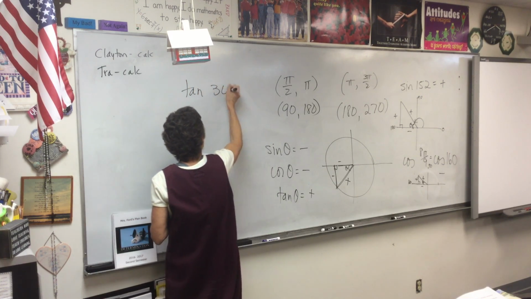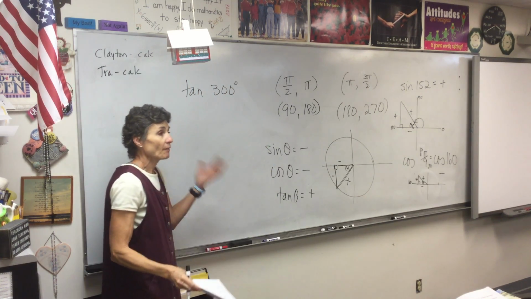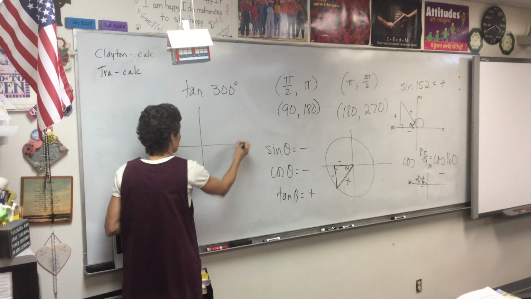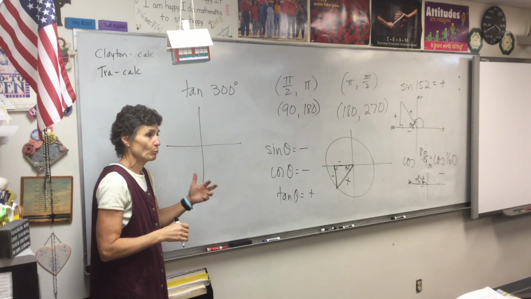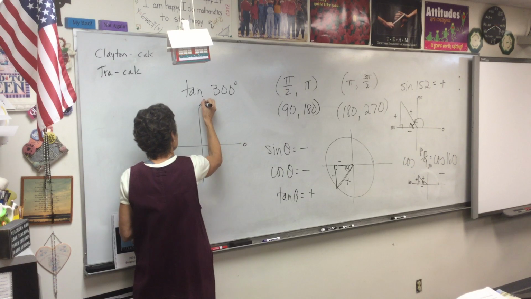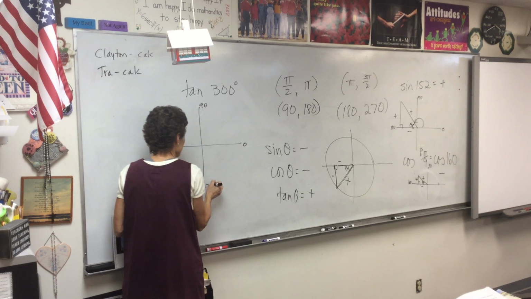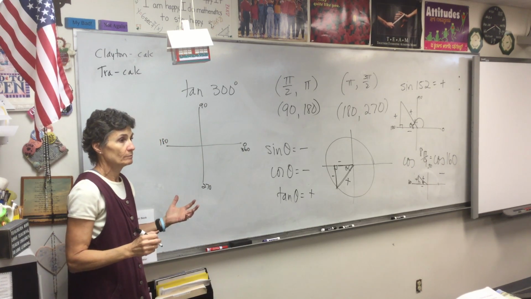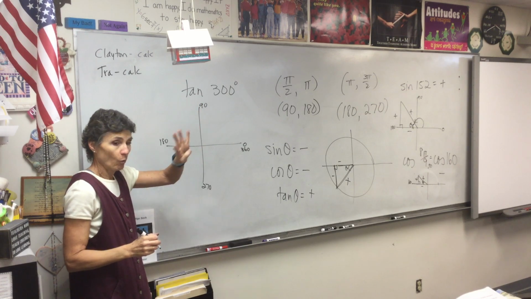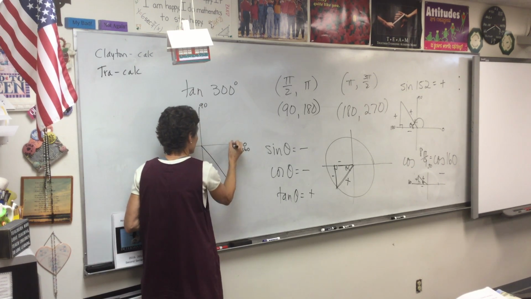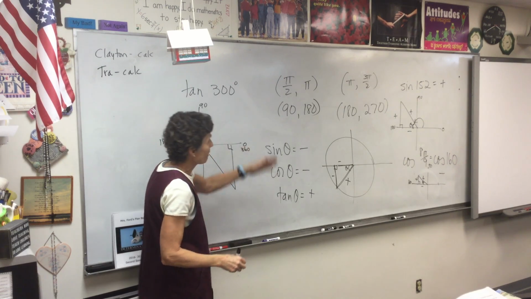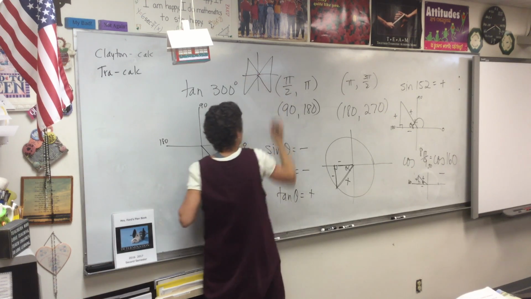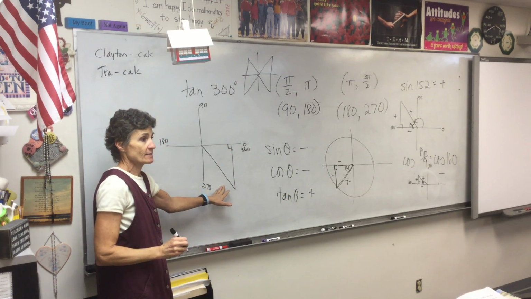We want to find the tangent of 300, not the actual number, but just is it positive or negative. So the first thing I have to do is figure out where 300 would be. Remember, this is 0, 90, 180, 270, 360. So where does 300 go? Quadrant 4. So I'm going to draw my triangle in quadrant 4, and remember, every time I draw a triangle, it is a butterfly bow tie triangle. So it looks like this.